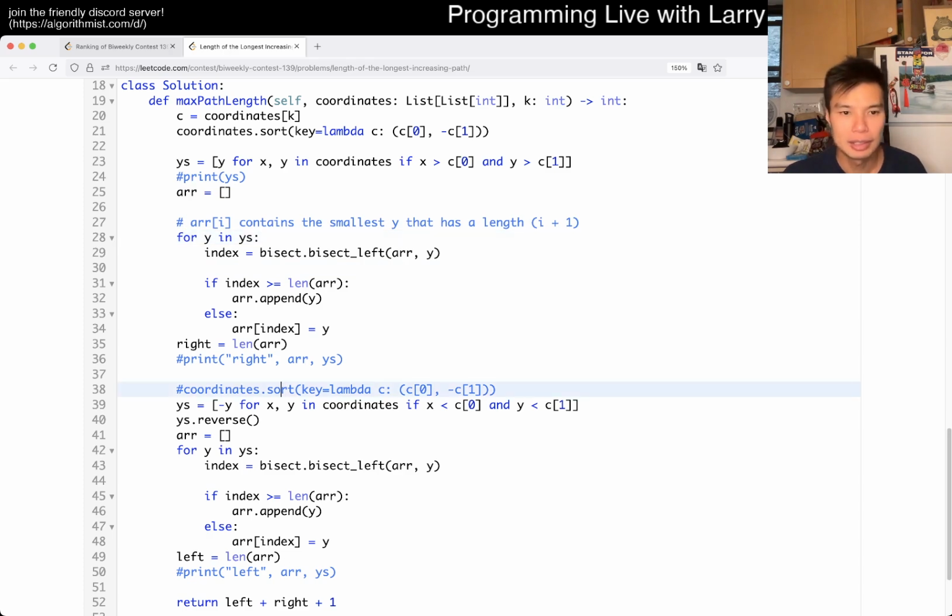But yeah, so in this case we sort, and that's pretty much it, really. I got two wrong answers because I was off by one on the bisect right instead of bisect left, and then I forgot to sort the y coordinates.